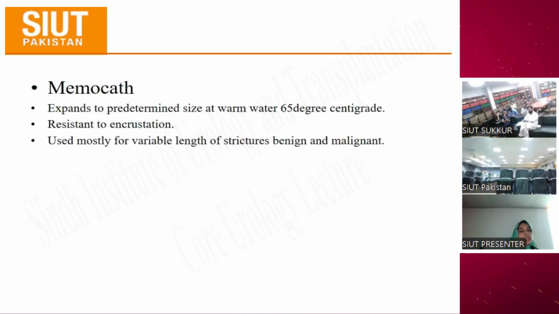Memokath stents expand to a predetermined size in warm water, which is 65 degrees centigrade, and they resist incrustation. After placing these stents, slightly warm water is introduced through a Nelaton catheter so they can expand to size. They are used mostly for variable lengths of strictures, benign and malignant.